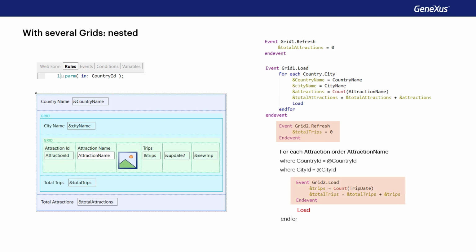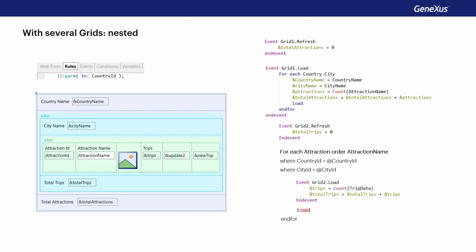And, depending again on whether the nested grid has base table or not, Genexus will either establish an implicit for each and its load or not. Except in this case, you'll have to make explicit the where of cities, which was implicit before, as we'll see next.